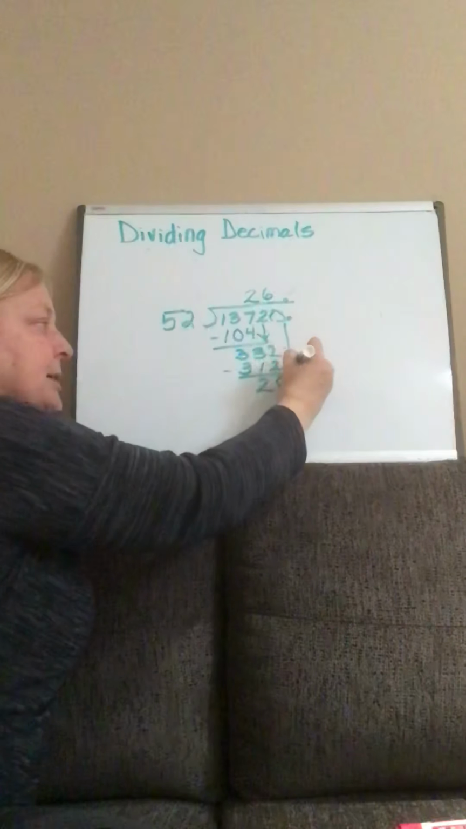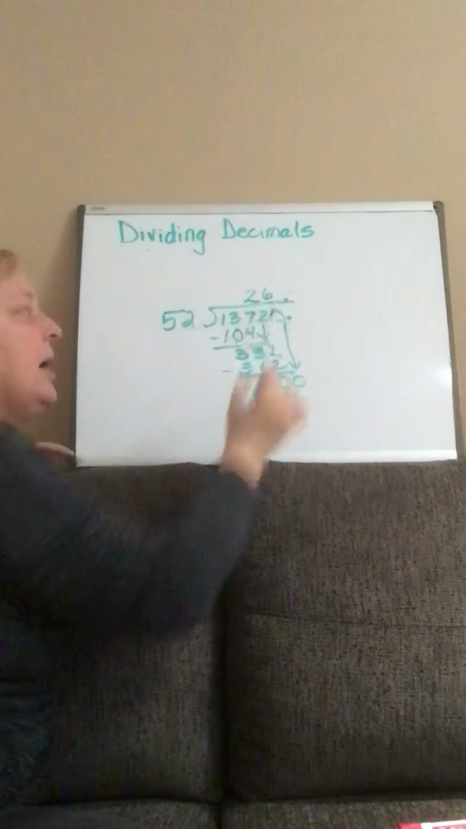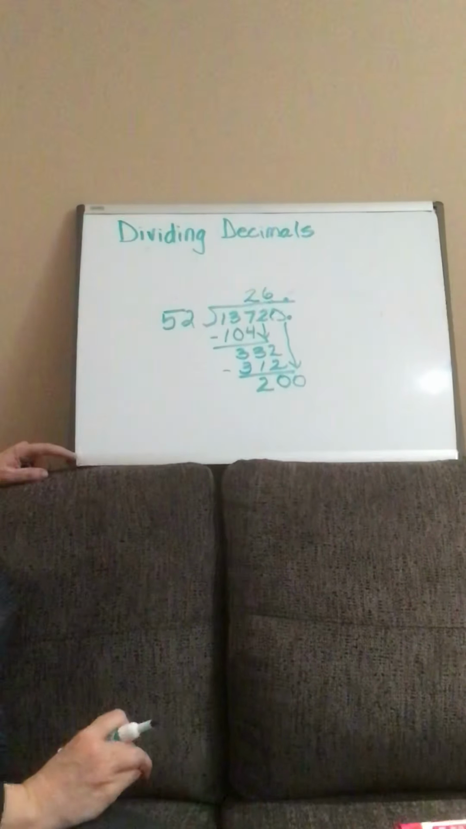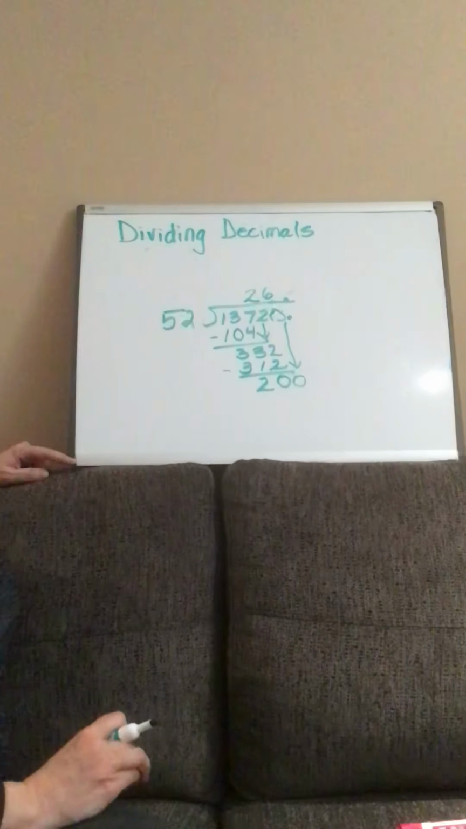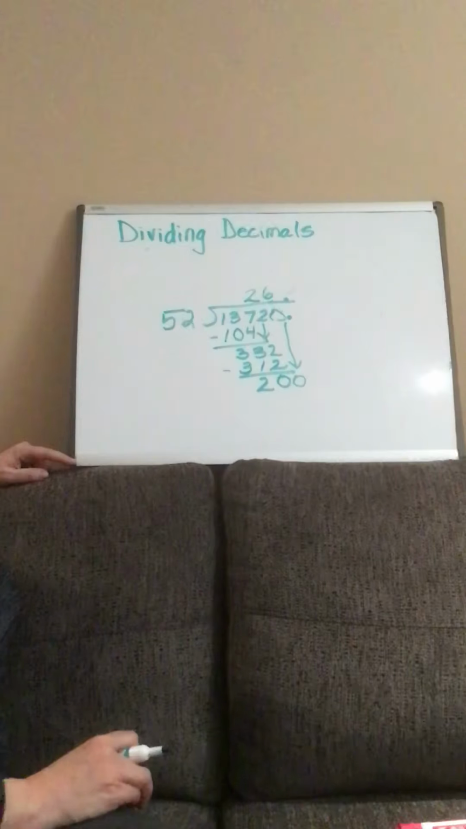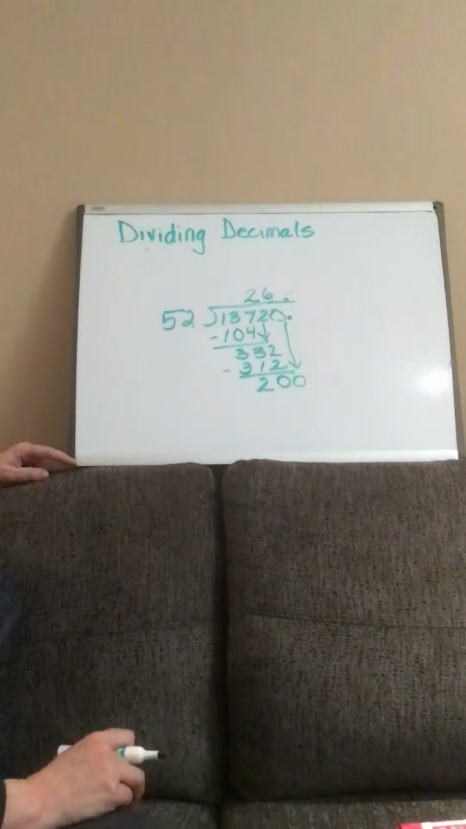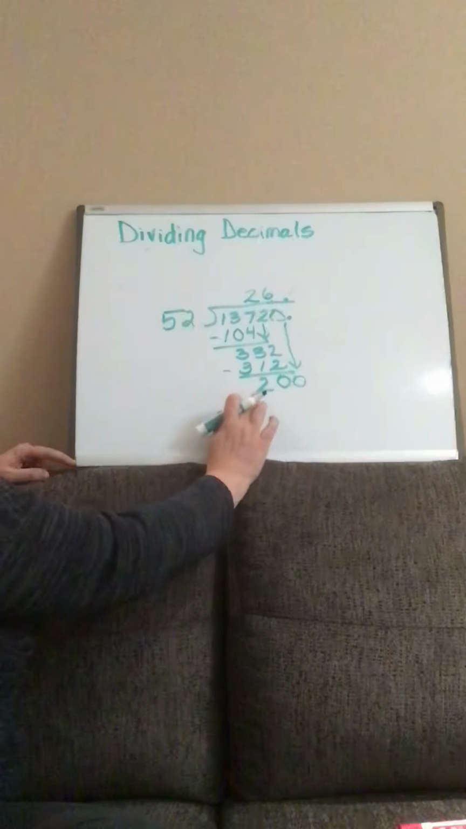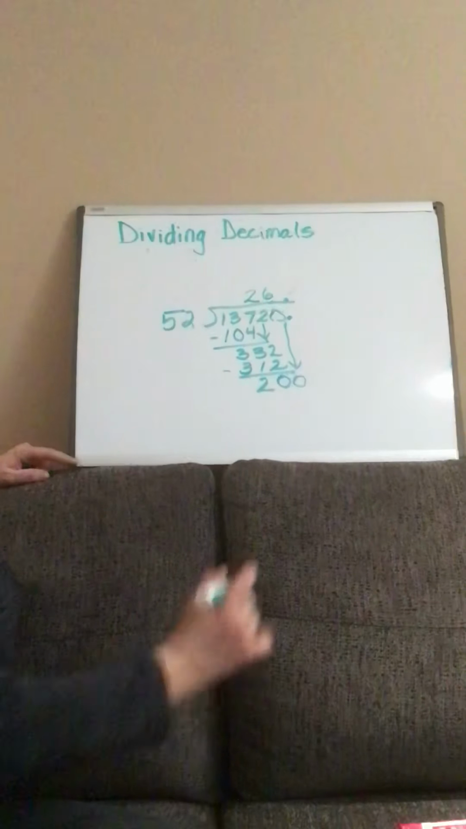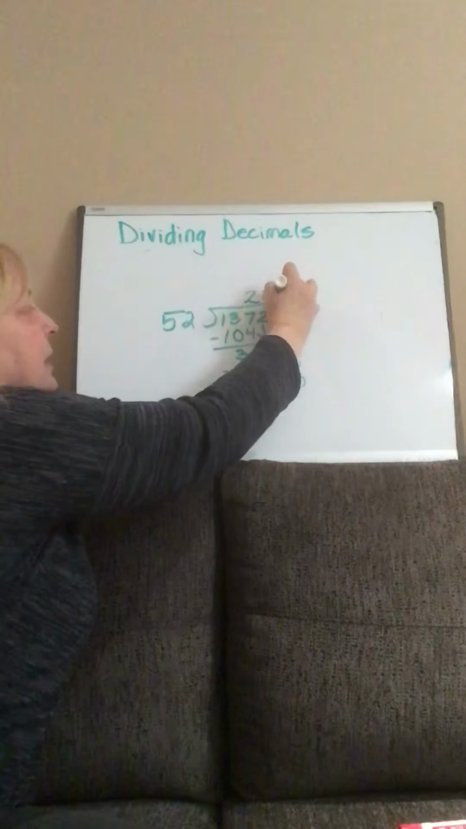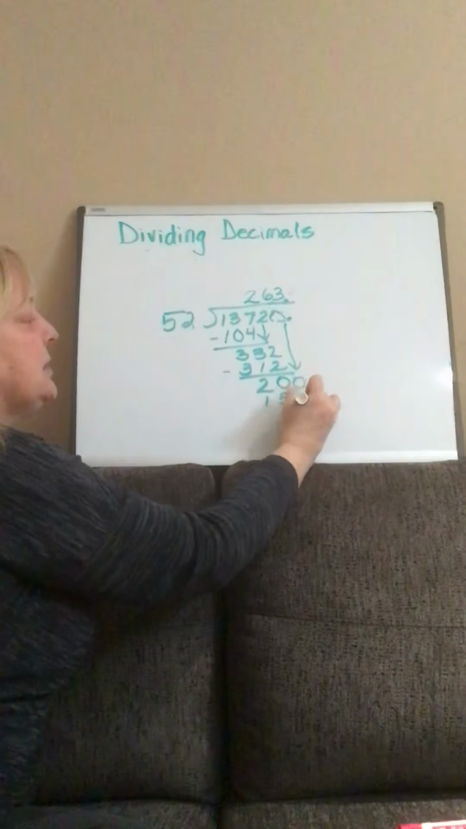I now have to bring down this 0. Notice I'm still on this side of that decimal. How many times will 52 go into 200? Well, again, I know 50 and 50 is 100, plus a 50 is 150, plus a 50 is 200. And that's great, we're really close, but this is 52 and it's going to bring me over by 8. So I'm going to have to say that it's 3. And that's going to give me 156.